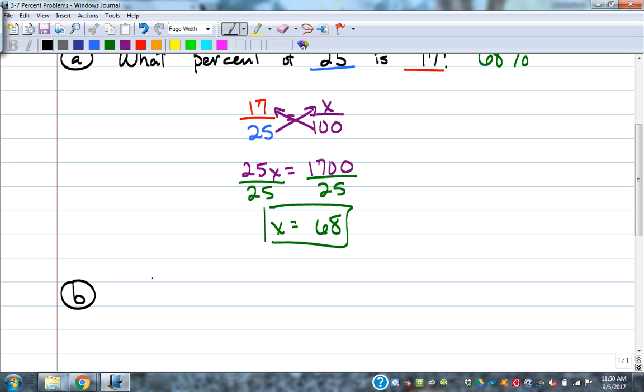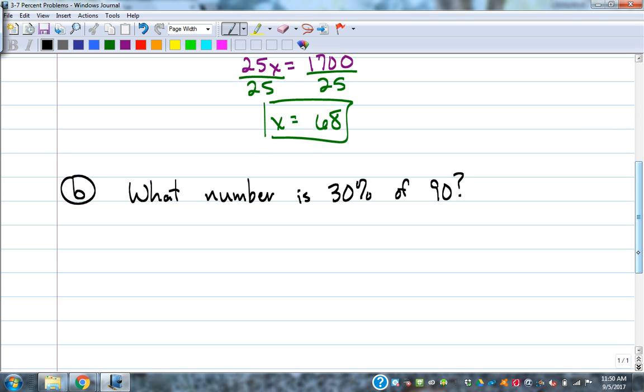Example B. They don't get much harder. What number is 30% of 90? Okay, so this one asks a question related to percents. It's a little bit different because it says what number is, and then it gives you a percentage of 90.